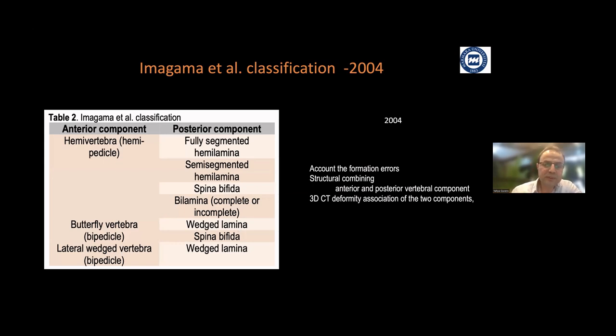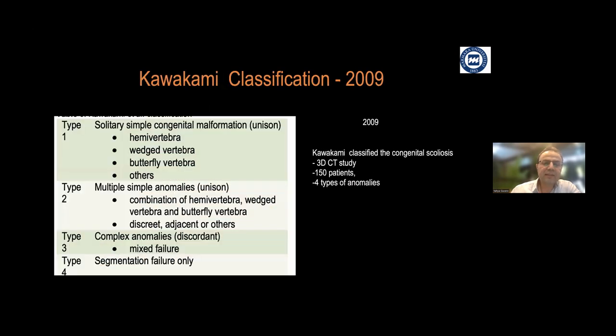And spina bifida, bilamina compliant or incompliant, wedge lamina, accompanied with spina bifida. And the Kawakami classification again depends on 3D CT studies, and they wrote this paper in 2009, and they divided congenital scoliosis into 4 types.